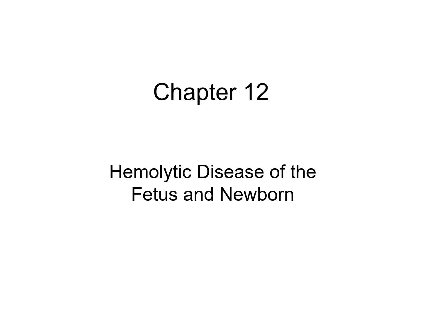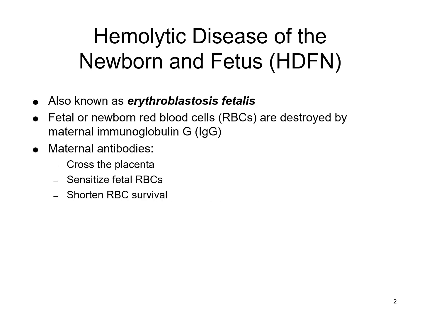For this lecture, we will cover hemolytic disease of the newborn in Chapter 12. Hemolytic disease of the newborn and fetus is also known as erythroblastosis fetalis. Now, this is actually a type of anemia within the infant or the fetus while it's still in the womb. So fetal or newborn red blood cells are destroyed by some sort of maternal IgG type of antibody.